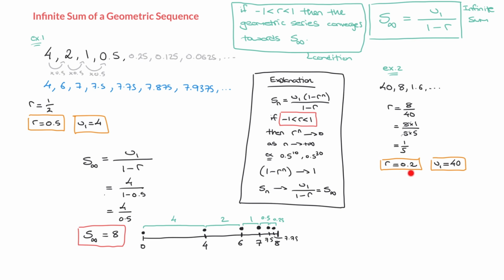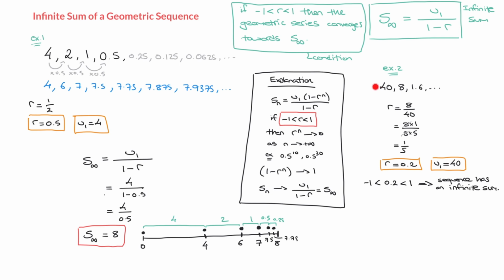Since r is equal to 0.2, which is between -1 and 1, we can state without any further justification that this sequence must have an infinite sum. In other words, the geometric series must converge. And so we could write something along the lines of 0.2 is greater than -1 and less than 1, which implies that the sequence has an infinite sum.